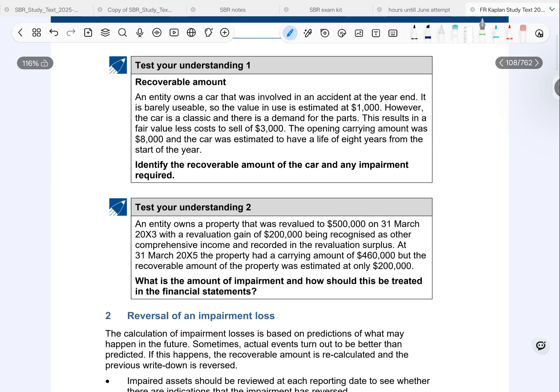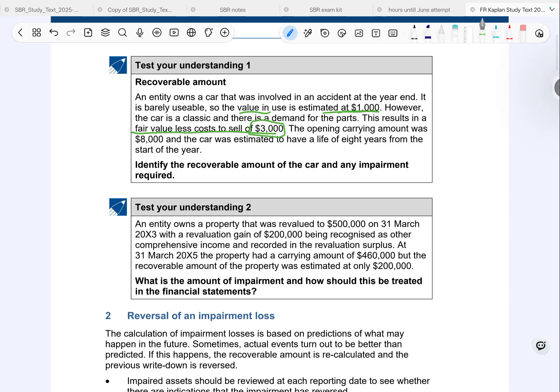So let's solve Test Your Understanding 1. An entity owns a car that was involved in an accident, and at the year end it is barely usable, so the value in use is estimated at $1,000. However, the car is a classic and there is a demand for the parts. This results in a fair value less cost of sale of 3,000. So it's very easy. The numbers are already given to us. So the recoverable amount is 3,000 because it is the higher of value in use and fair value less cost of sale.